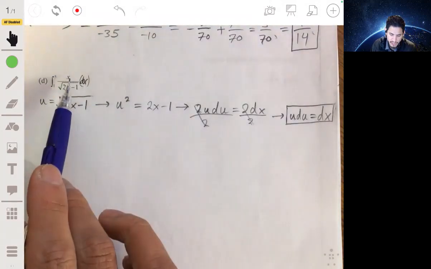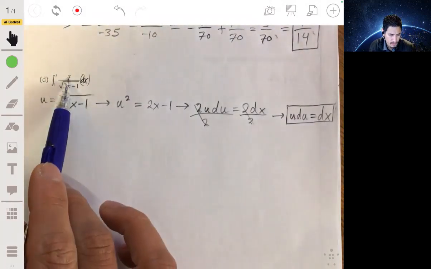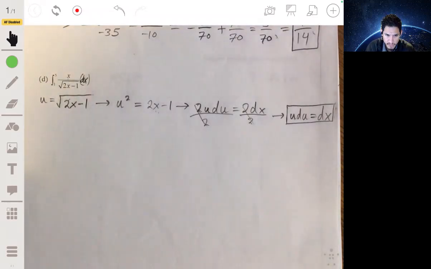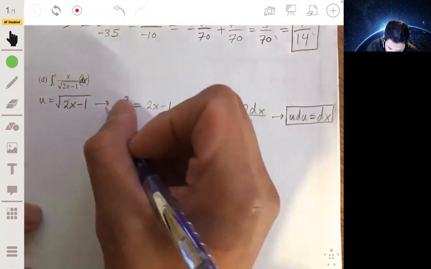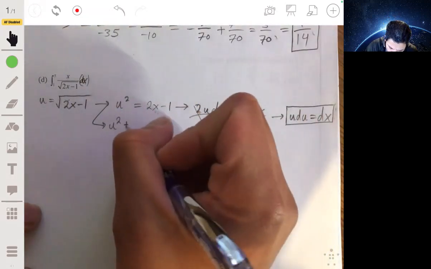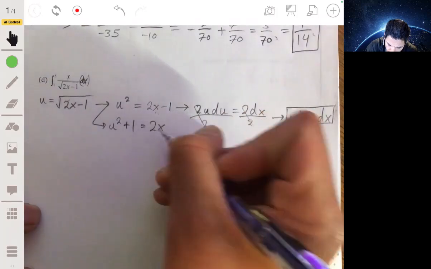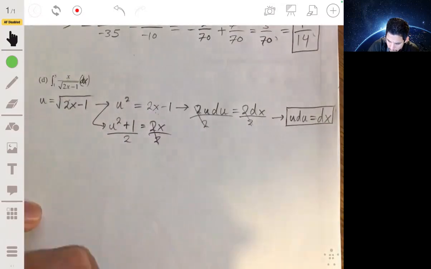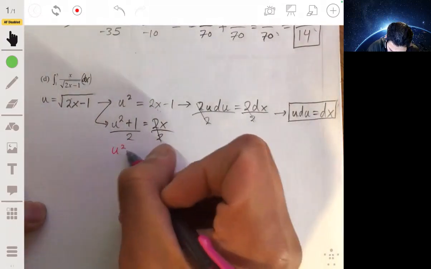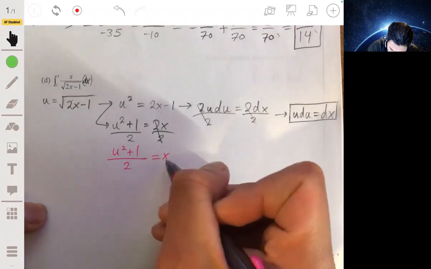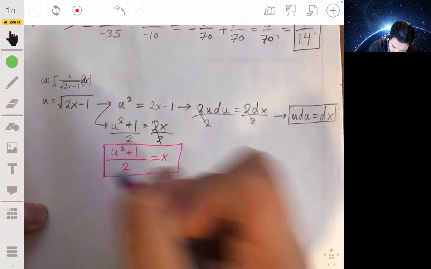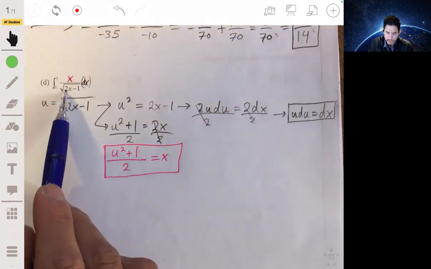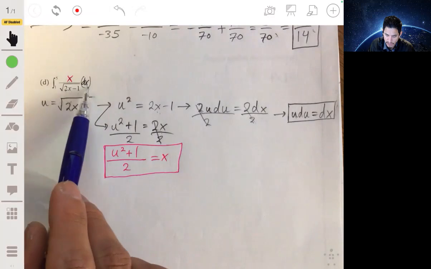Now we need to figure out how we take care of that x. So what we're going to do here is just solve this for x. Let's solve this for x by adding 1 first. So we'll have u squared plus 1 is equal to 2x. And divide each side by 2. And then we'll have u squared plus 1 over 2 is equal to x. And that x will be that part right there. So we have our u, we have our square root of 2x minus 1, we have our x, we have our dx.